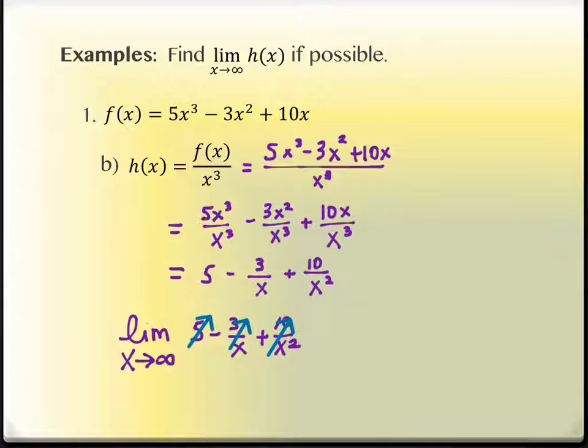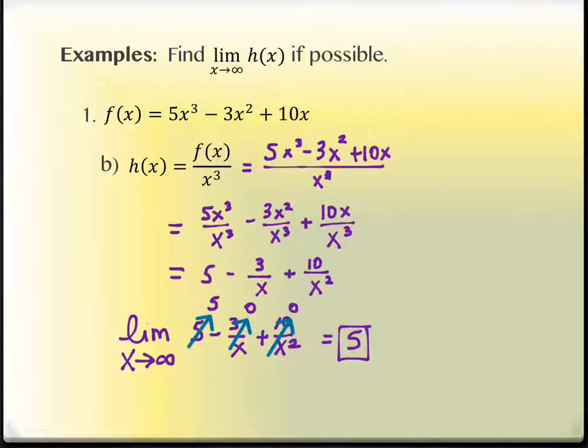All right, so we'll go in order this time. What does the 5 approach at the beginning? 5. What does the negative 3 over x approach? 0. And what does the 10 over x squared approach? 0. So what is the limit of this one? 5. It's actually a constant 5.